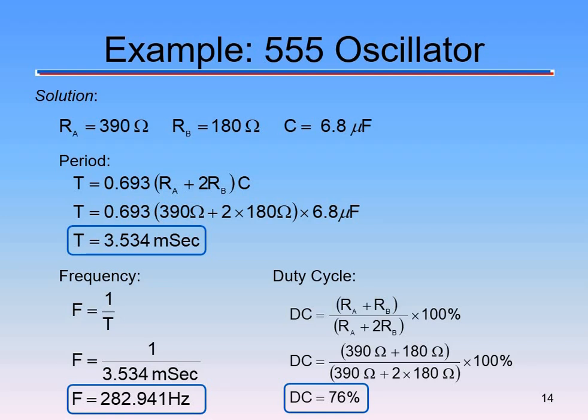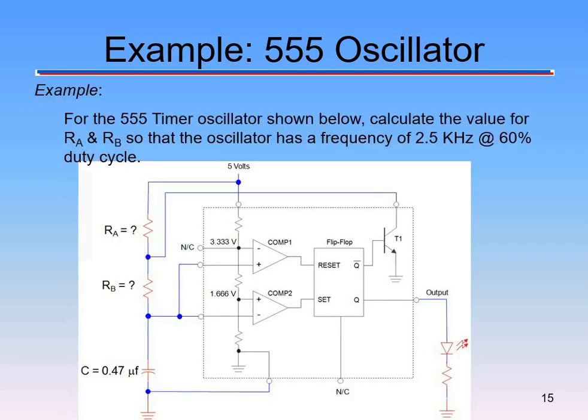Alright, so we found the 3 things. We found the period, the frequency, and the duty cycle. So you'd have a question like that on your test. Alright, let's take a look at this now. We've got to kind of go the other direction. We have a 555 timer. We want to calculate what RA and RB are. So we're going to work backwards because we want to make sure that the oscillation is at a specific frequency. We want it at 2.5 kilohertz operating at 60% duty cycle.